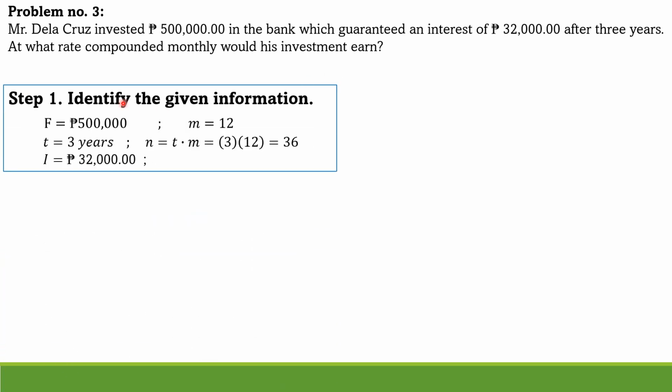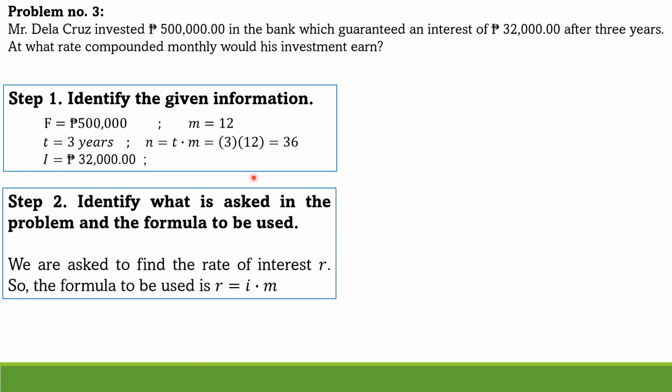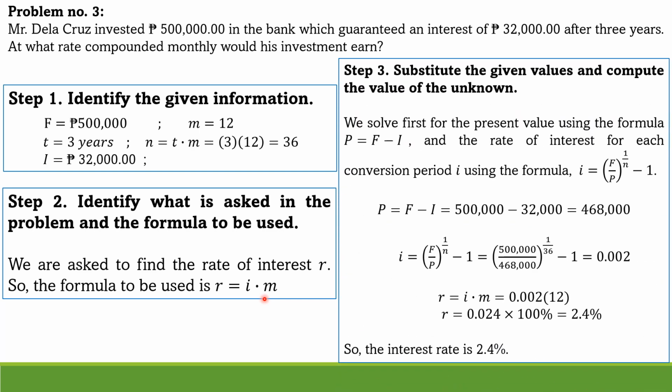So here we'll identify the given information. Okay, now we have the final amount 500,000 pesos. And ang ating length of time is 3 years. The interest is 32,000 pesos. The conversion period is 12 because it is compounded monthly. And N is the time, 3 years times the conversion period 12, so that is 36. Now identify what is unknown in the problem. We are asked to find the rate of interest. And in compound interest, we'll use this formula: R equals I times M.